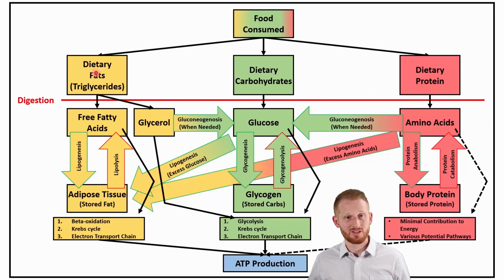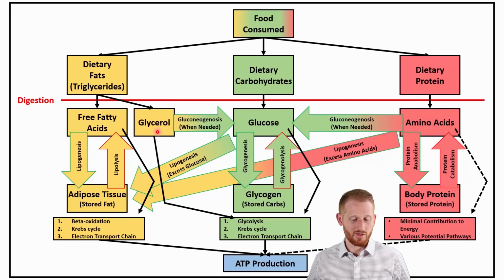So when you consume these foodstuffs, though, it has to go through digestion. And so our dietary fats, think triglycerides, get broken into free fatty acids and glycerols. The free fatty acids can either go through lipogenesis to be stored as adipose tissue, which is stored back as triglycerides, or we can go the other way and we can go through the stored adipose tissue and the triglycerides can go through lipolysis to become fatty acids. So this is a cycle that can go both ways. And when you have fatty acids, they can go through beta oxidation, the Krebs cycle, and the electron transport chain in order to produce energy.